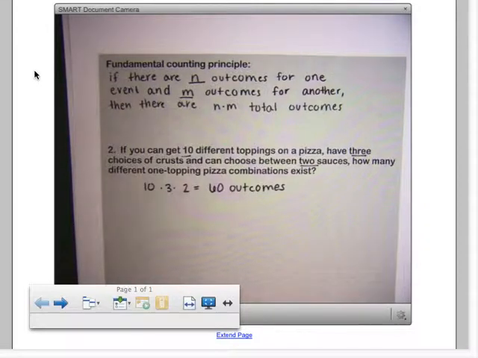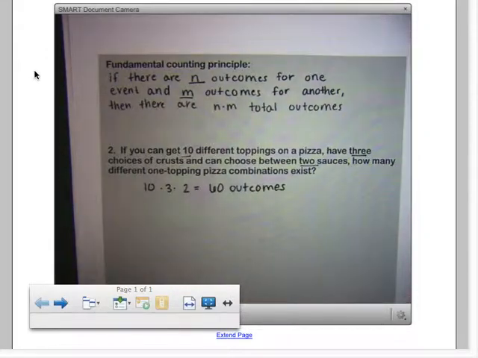So anytime it just tells you the number of outcomes and you want the total, just multiply them both together, or them all together.